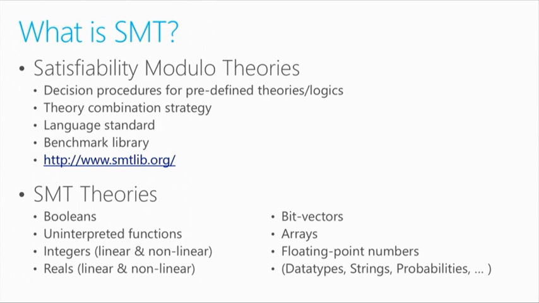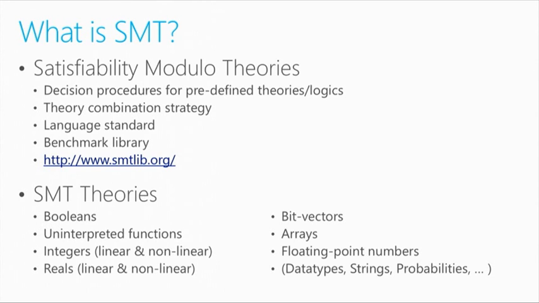And the standard and the library define a set of theories that we can handle, that we would like to handle. And down here is a list of all the theories that are currently in that standard. So we can have Booleans, we can have uninterpreted functions, integers, both linear and nonlinear, real numbers, of course. And on the right-hand side, there are bit vectors and arrays and floating point numbers. Bit vectors are simply modular integers, basically, which occur in low-level C programs all the time, for example.